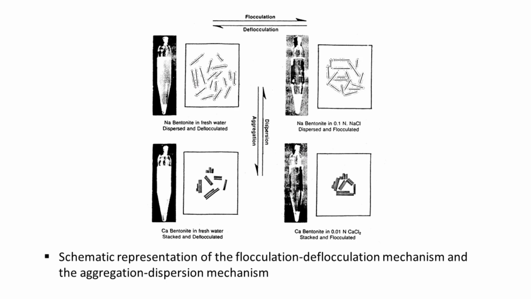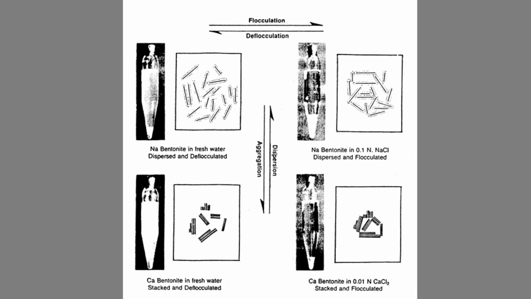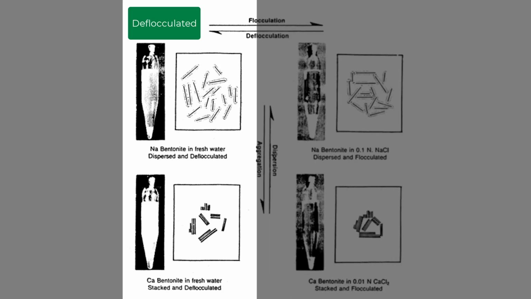Flocculation, deflocculation, aggregation, and dispersion are all terms that describe how closely packed the clay particles are. The shown figure summarizes the difference between the four terms. Flocculation and deflocculation are terms that describe if the individual sheets of molecules attract or repel each other.